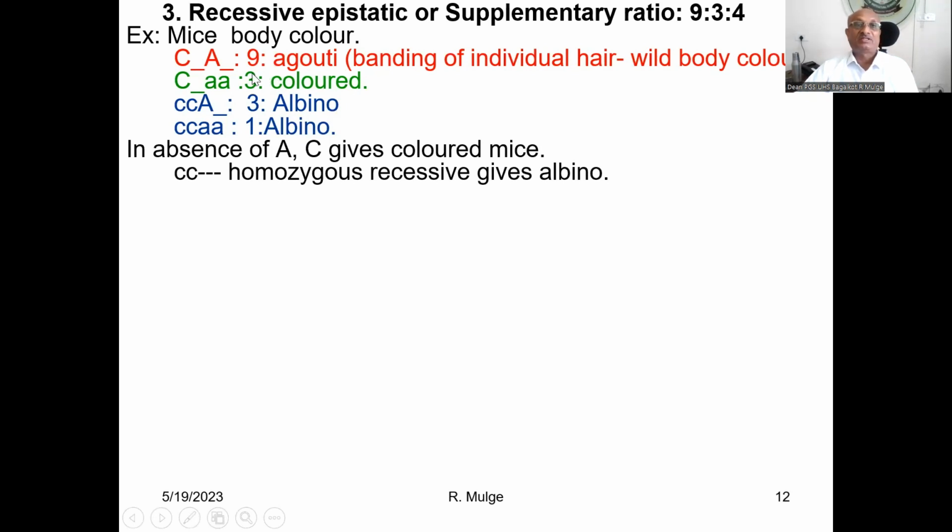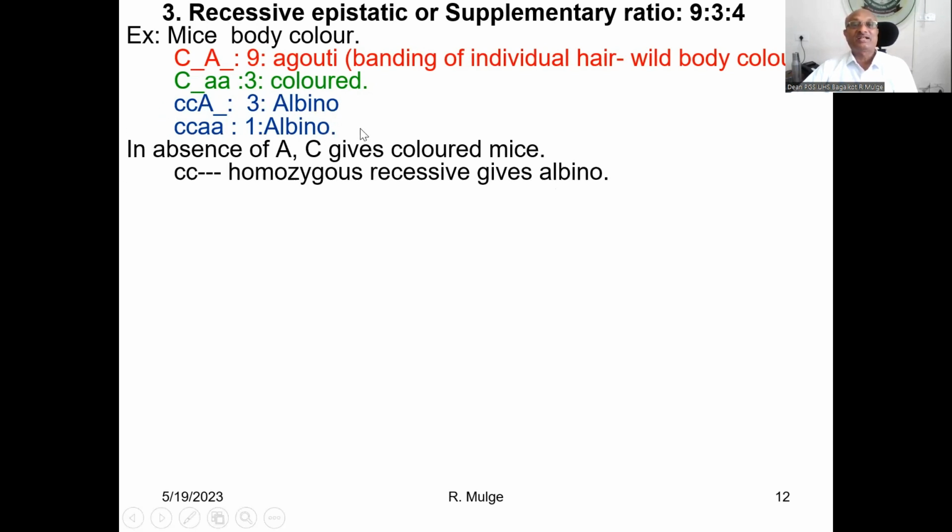mice. Those are the three mice you will get. And then the homozygous recessive for the first gene, you will get albino, no color. That means what is recessive epistasis? The recessive gene suppresses the expression of the other gene. So C homozygous recessive will not allow the other gene to express, so it gives albino, no color, I mean white color. So that is 4 mice.